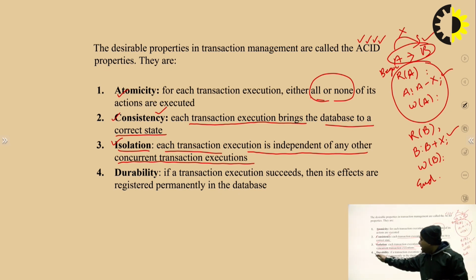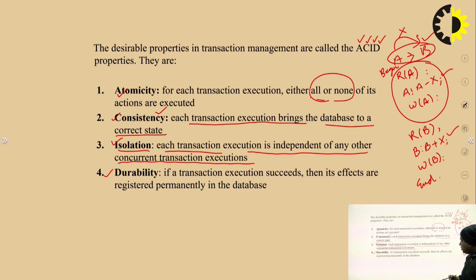The next property is durability. What does it mean by durability? It means that whatever value is generated after the execution of a transaction needs to be stored permanently in the database until another transaction needs that data object and performs operations on it.